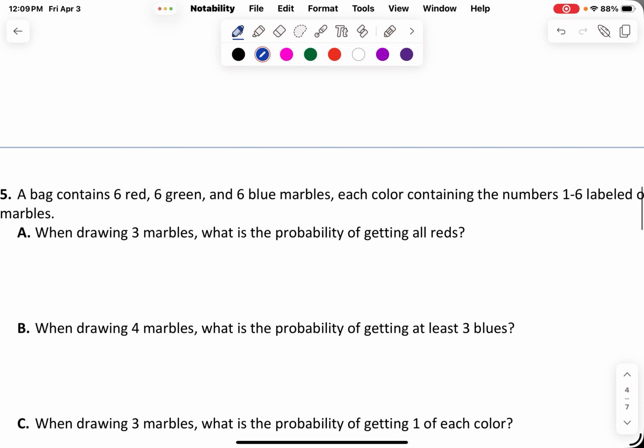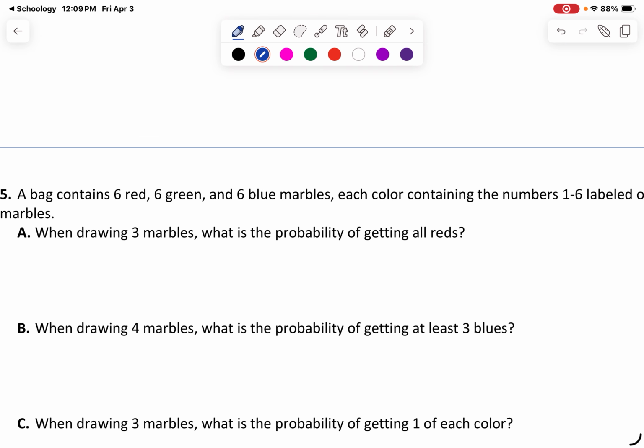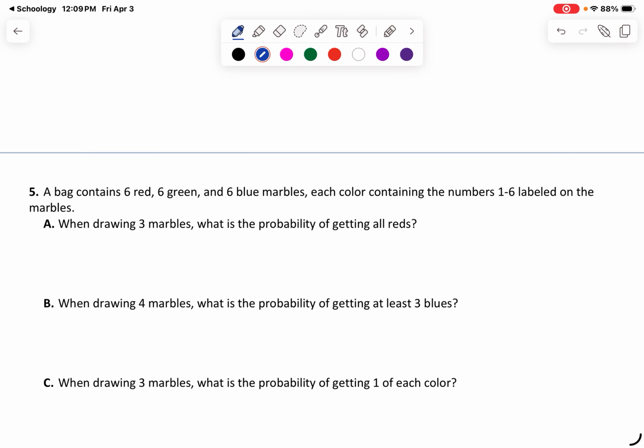Okay, now I'm actually going to get rid of that and hopefully not have to bring it up again. Okay, so it says a bag contains 6 red, 6 green, 6 blue marbles, each color containing the numbers 1 through 6. So there's like a red 1, red 2, red 3, red 4, red 5, red 6, green 1, green 2, so on and so forth. When drawing 3 marbles, what's the probability of getting all reds? So we want the probability of getting all red marbles.